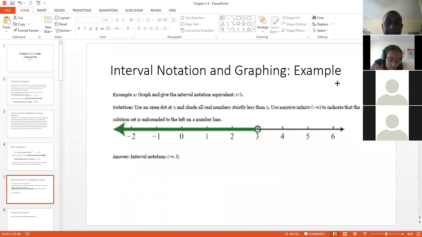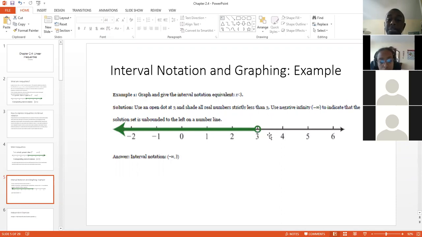So here we have an example of an inequality, and they're asking us to graph it and give the interval notation. Here we have a strict inequality. There's no equal underneath the less than symbol. So x is less than 3, so all the numbers less than 3. Whenever you're looking for something less than a number, you're going to the left of the number. And because it's strictly less than 3, you leave an open circle. You don't shade it in because 3 is not included.